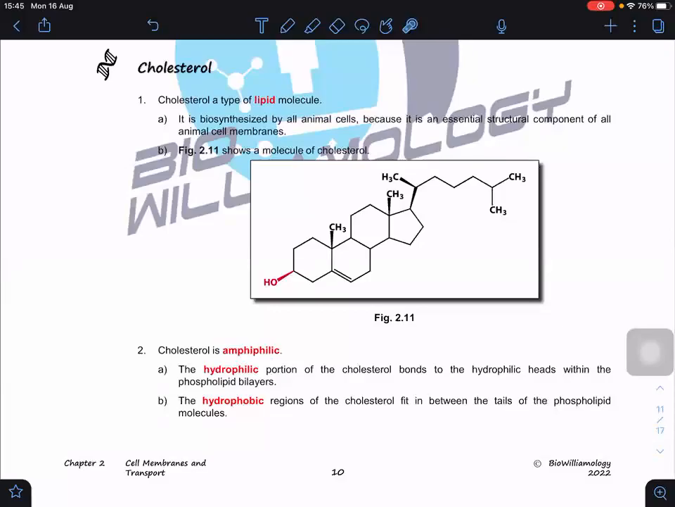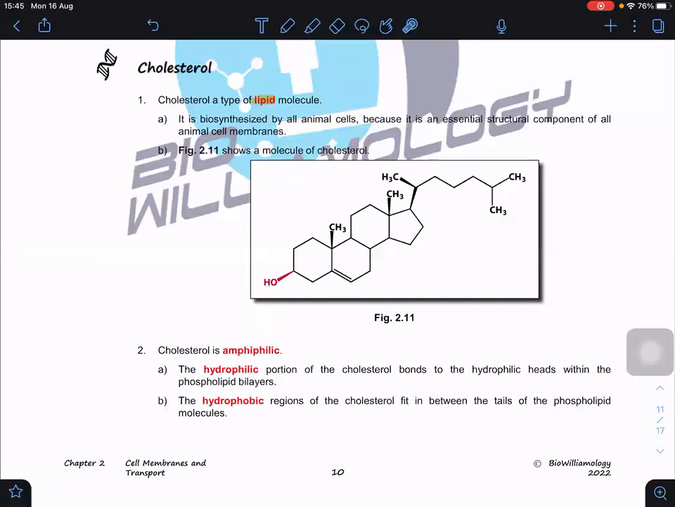So the next component of the phospholipid bilayer or membrane is termed cholesterol. Cholesterol, again, is a lipid molecule. The majority of them you can see in animal cells. Plants don't have cholesterol. Plants don't use cholesterol in their membrane. They use different kinds of sterol, not cholesterol.